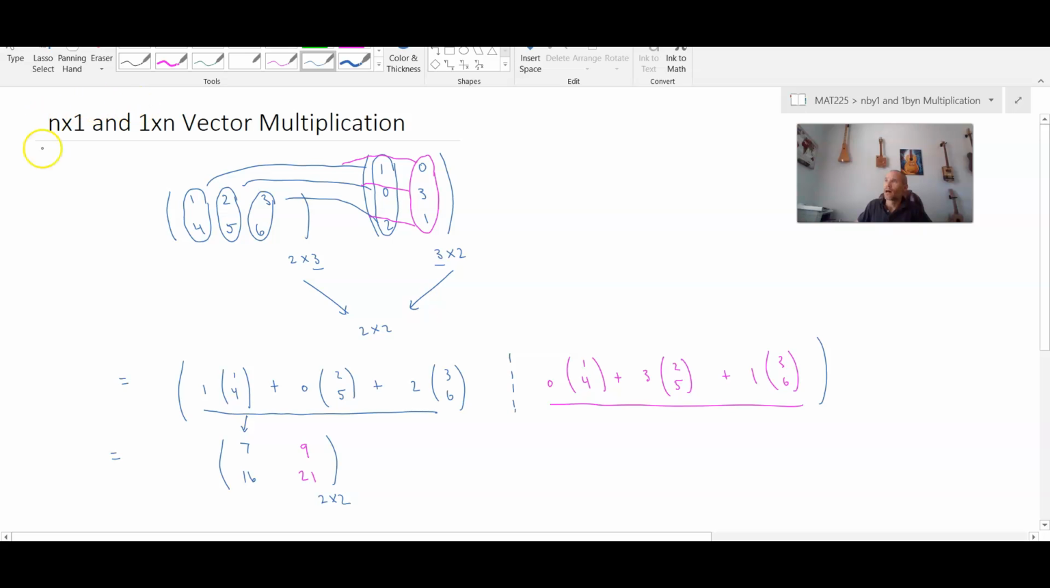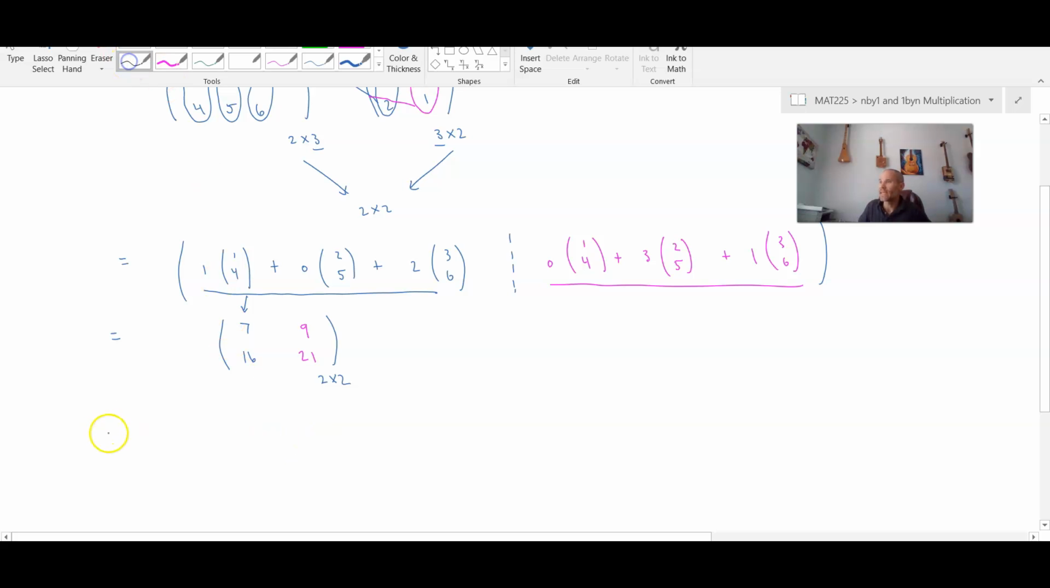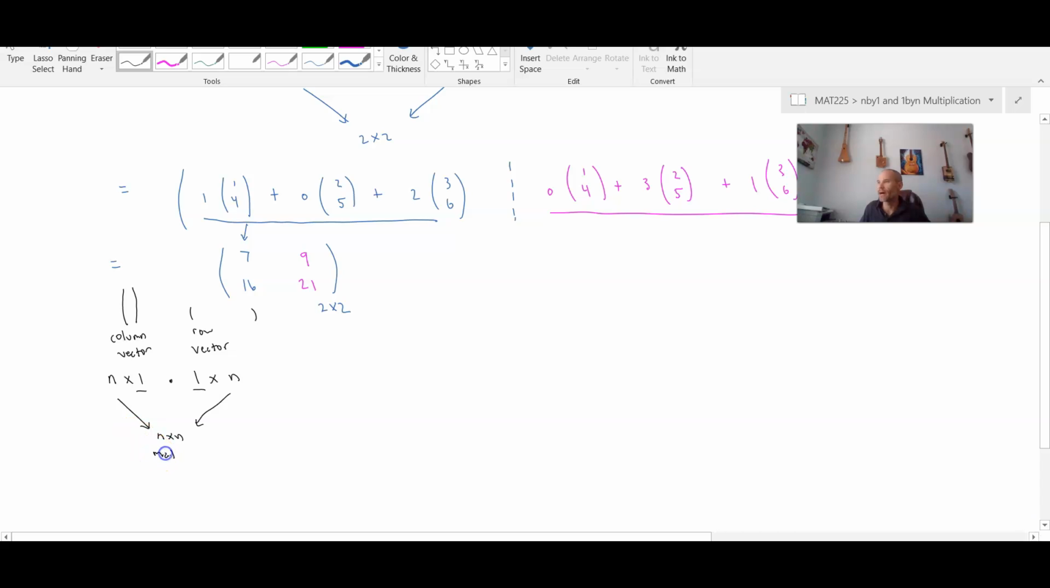Now, at first it may seem a little deceptive when we're working with an n by 1 and a 1 by n matrix, but if I take an n by 1 multiplied with a 1 by n, since the inner dimensions match, I should end up with an n by n matrix. Here we took a column vector, called that because it's a single column of values, and this is a row vector because it is a single row of values, and what I end up with is an n by n matrix.